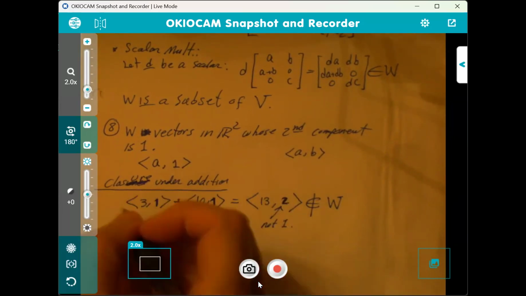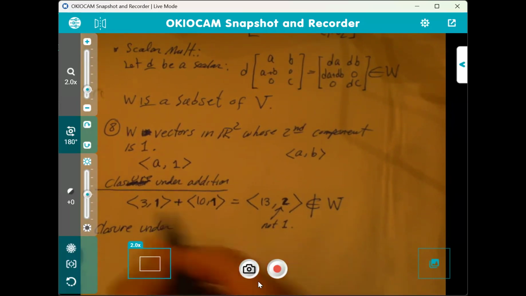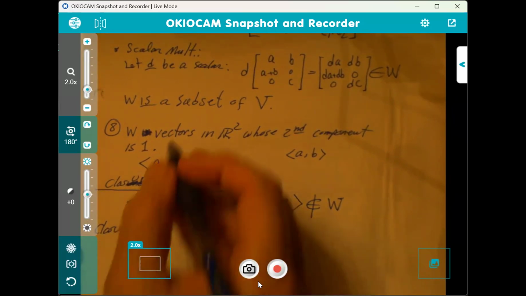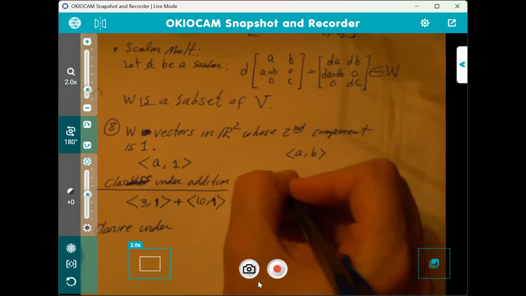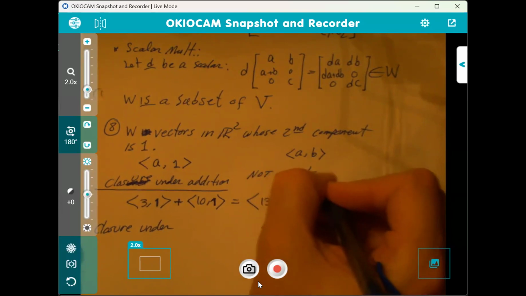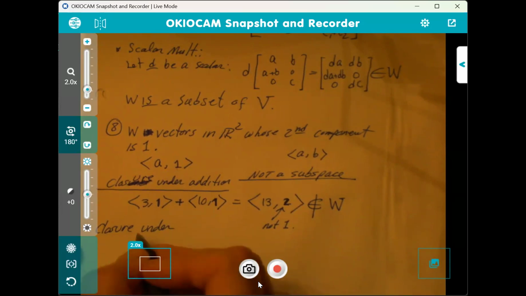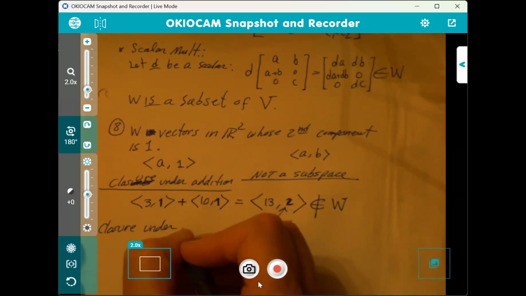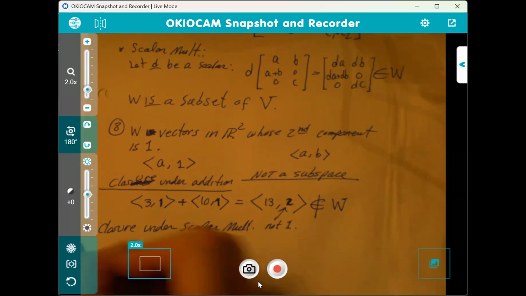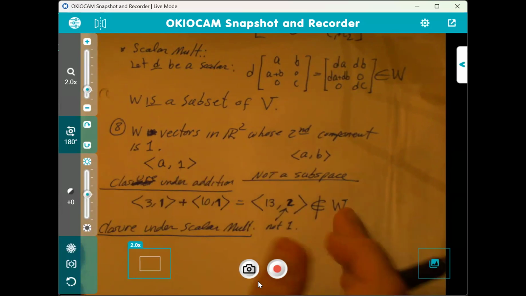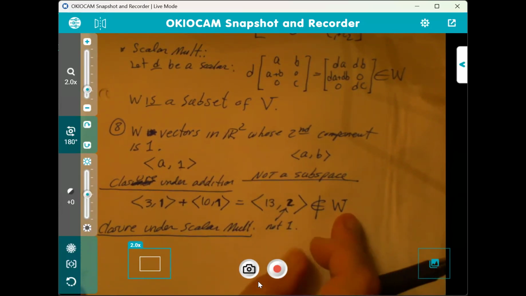Now, how about closure under scalar multiplication? And at this point, by the way, that's all we need. So this is not a subspace, and he already told us it's not a subspace. Now, if somebody says, well, I want to try closure under scalar multiplication, let's try this. Again, for the purpose of the exercise, we're done. But let's try whether it's closed under scalar multiplication.